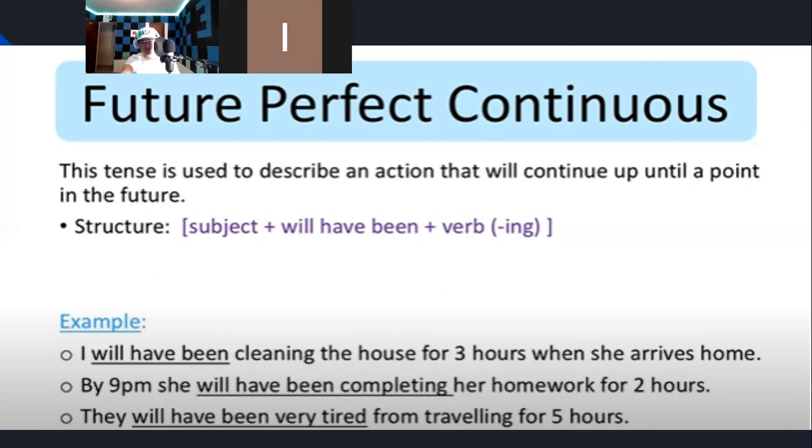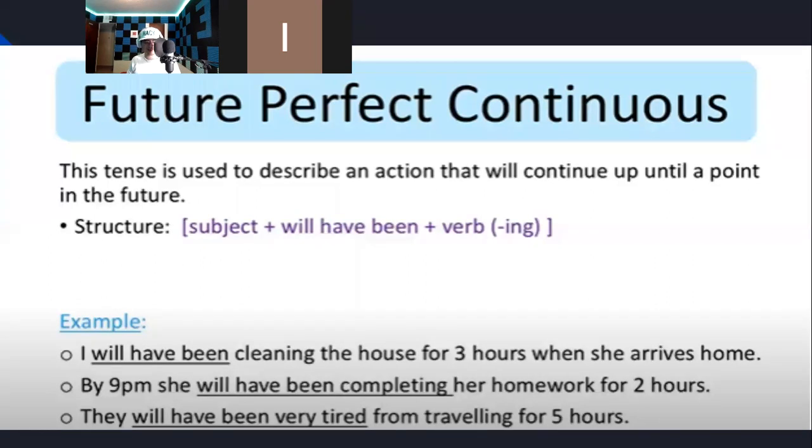Let me see. I will have been cleaning the house for 3 hours when she arrives home. Now, let me tell you something about this one. It's not very common to hear it. It's not very common to hear a native English speaker tell you they will have been very tired from traveling around for 5 hours. I don't hear this one. I hardly ever hear this. Someone says, I will have been cleaning the house for 3 hours when she arrives home.